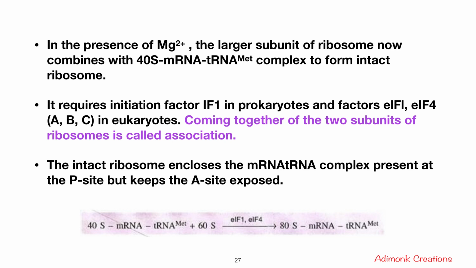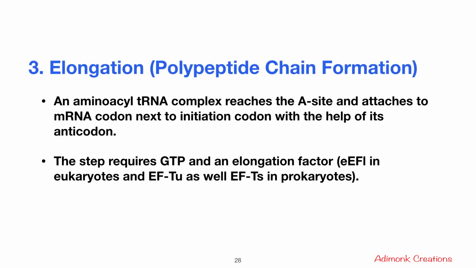The intact ribosome now encloses the mRNA tRNA complex present at the P site, but it keeps the A site exposed. So the next step in the protein synthesizing machinery is the elongation. Elongation is also known as the formation of polypeptide or the polypeptide chain formation. An amino acid tRNA complex reaches the A site and attaches to the mRNA codon next to the initiation codon with the help of its anticodon.